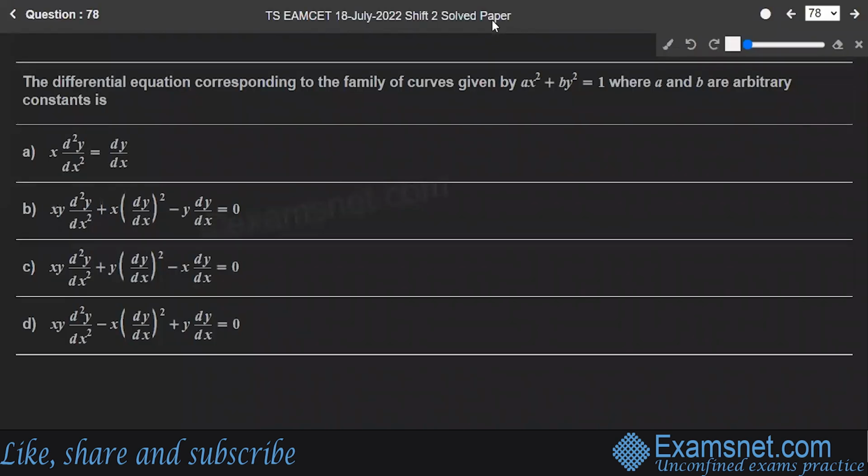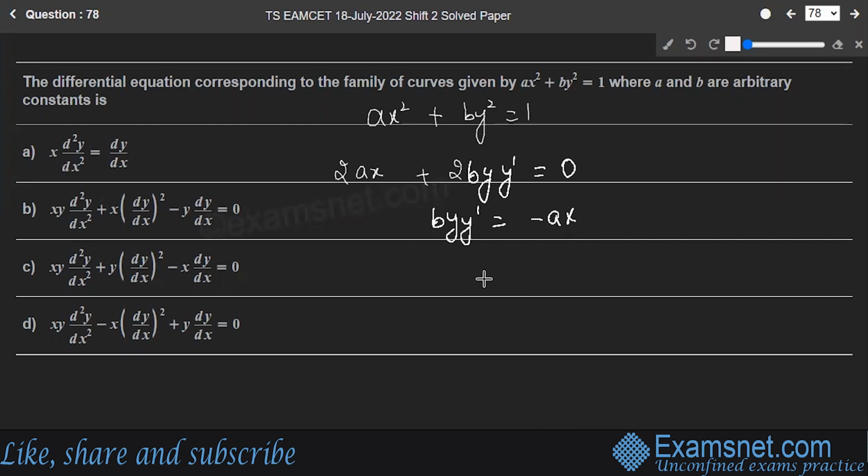Question number 78. The differential equation corresponding to the family of curves given by this, where a and b are arbitrary constants, is. Let's write down the curve: a x square plus b y square is equal to 1. Let's find the derivative: 2ax plus 2by into y dash, that is the first derivative of y, is equal to 0. This gives me y dash is equal to minus ax upon by, or y dash upon x is equal to minus a upon b.